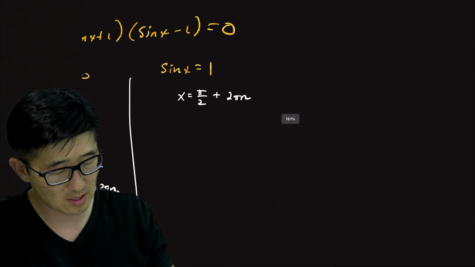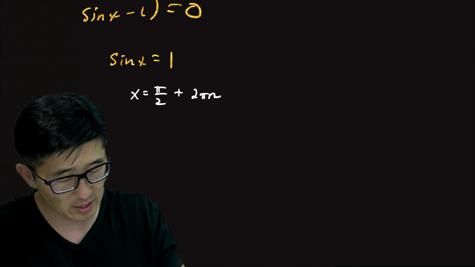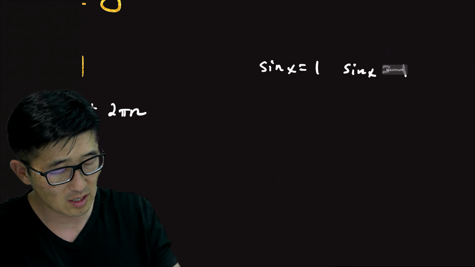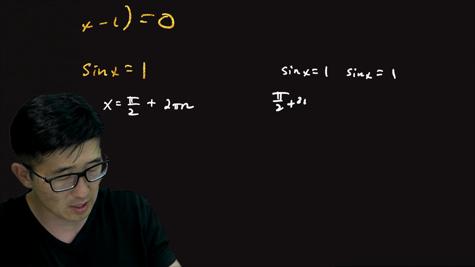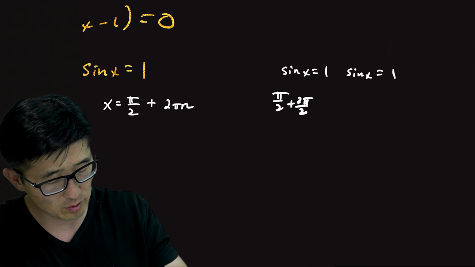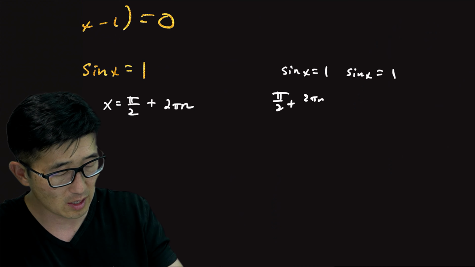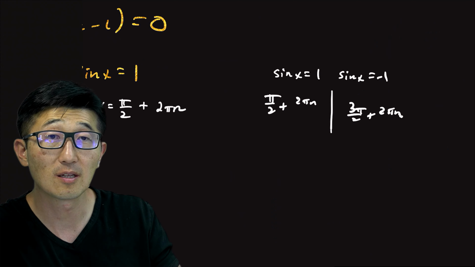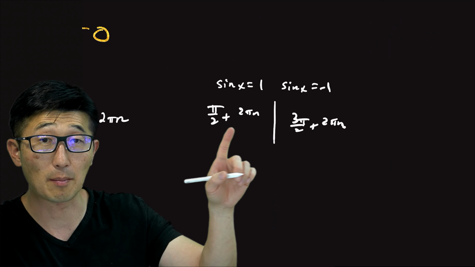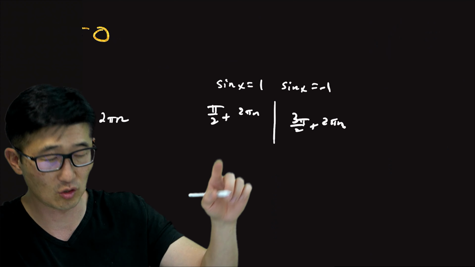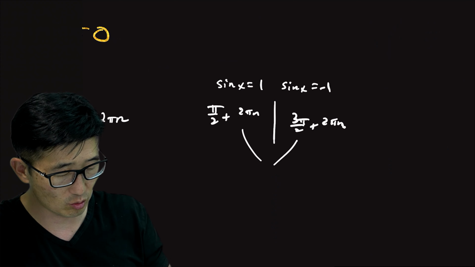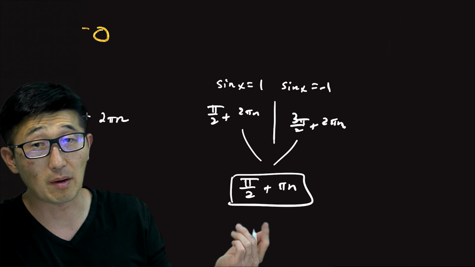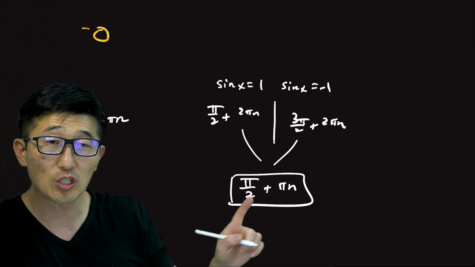But if you had something like sine x equals 1 and sine x equals -1, this would be pi over 2 plus 2 pi n. And for -1, it will be 3 pi over 2 plus 2 pi what? n. But then notice, if I just keep on adding by pi n, wouldn't I end up getting 3 pi over 2 from pi over 2? So you could combine those two and go pi over 2 plus pi what? Pi n.